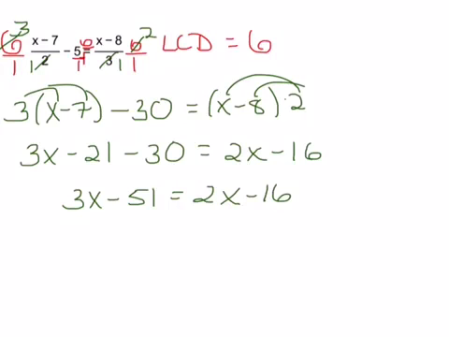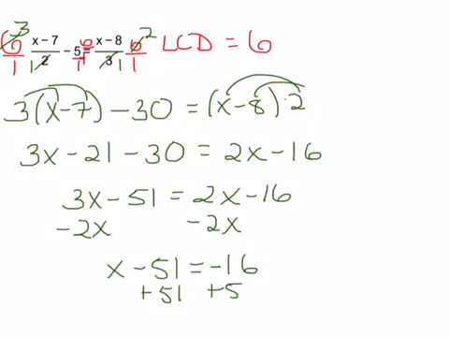And I've got two things to do. Let's move the x's over to the left-hand side. Since it's a positive 2x, we'll subtract. So we have x minus 51 equals negative 16. And then, since it's a negative 51, to isolate the x here, we'll add 51. So we get x equals, let's see, 51 minus 16 would be 35. So there's our answer.